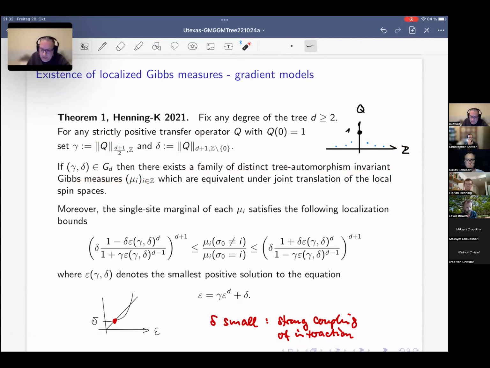Okay, so they are equivalent. Okay, so we have mu i's, and the idea is they concentrate at the height I. So actually, you don't get very much new by considering different heights. It suffices to consider the height mu0, because you can get all these other measures by a joint translation of the local spin spaces in the height direction.